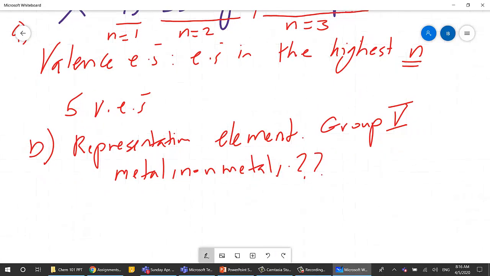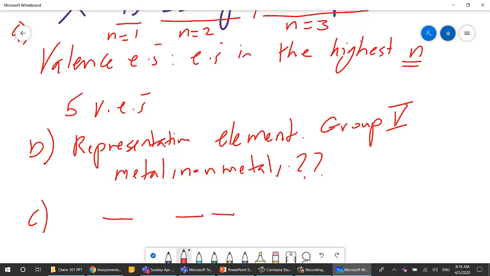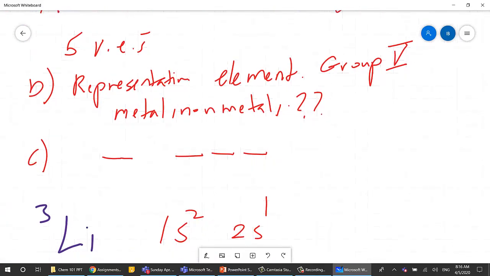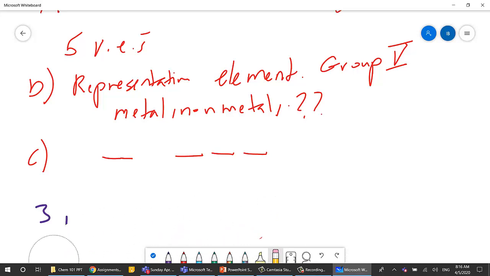The last thing it's asking is whether this element is paramagnetic or diamagnetic. Well, let's look at that. In the valence shell, we have 3s2, 3p3. So 3s2 means you have paired electrons here, and you have 3p3.